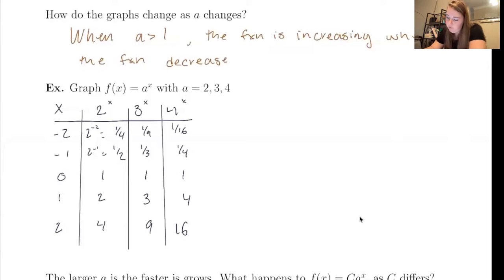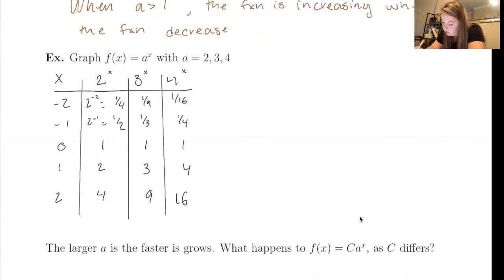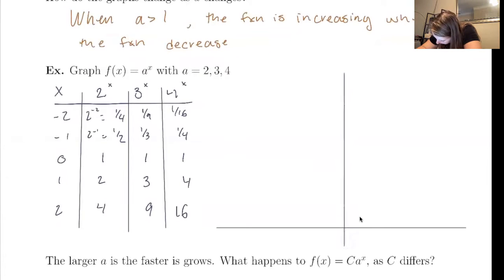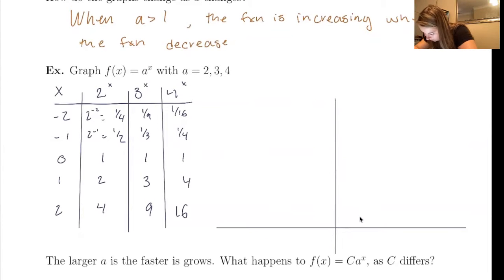So if I were to graph these with my varying options, so just draw this. Not as nice as I wanted to. Okay.